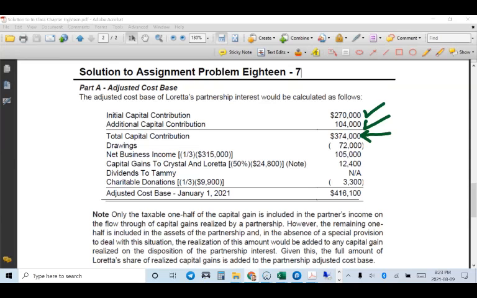So Loretta decides to withdraw January 1. It says after some negotiations, each of the partners agrees to pay her $210,000 in cash for one half of her interest. So she's going to sell all of her interest, but each of the other existing partners is going to buy half of that so that, in the end, they're 50-50 partners. So 210 plus 210 is 420.